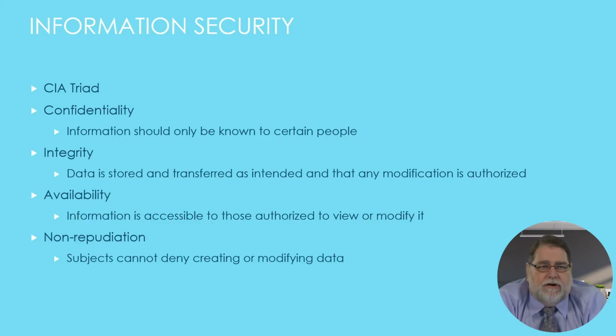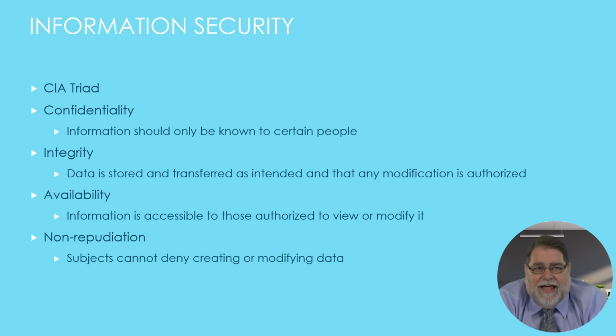All right, let's begin. Information security is typically based on the CIA triad. The CIA triad involves confidentiality, integrity, and availability. Confidentiality implies information should only be known to certain people. Integrity means data is stored and transferred as intended, and that any modification of that is authorized. And finally, availability means that information is accessible to those authorized to view or modify it.